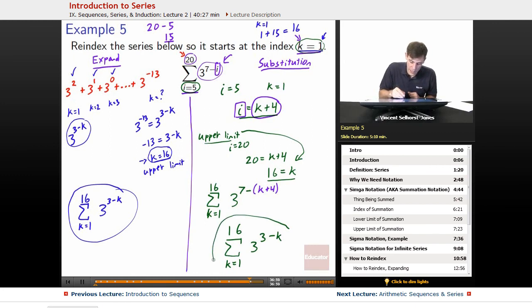So we wind up getting the exact same thing. Either way, whether we approach this through substitution or through expanding, we can re-index the series so it changes to a different starting index. They both work fine. Whichever one makes more sense to you, that's the one I'd recommend using.